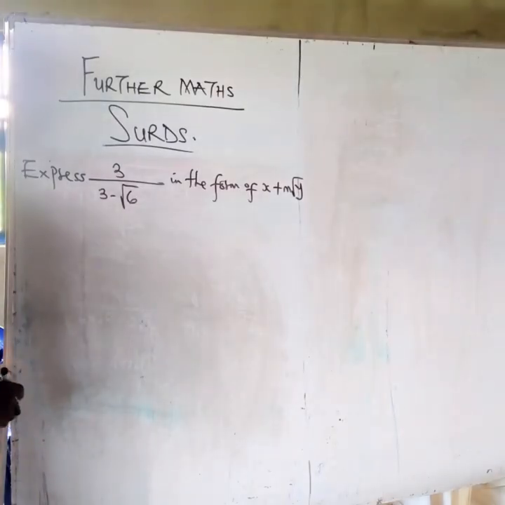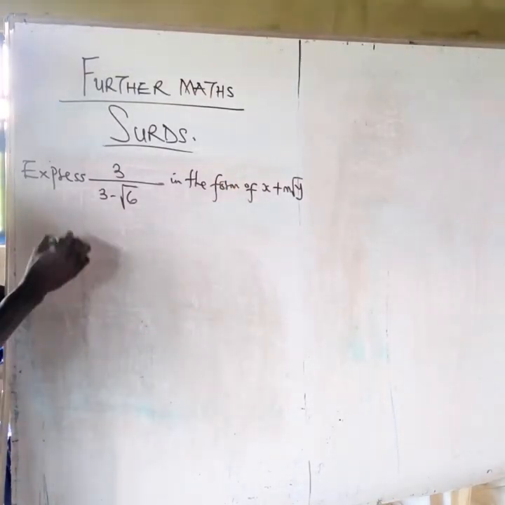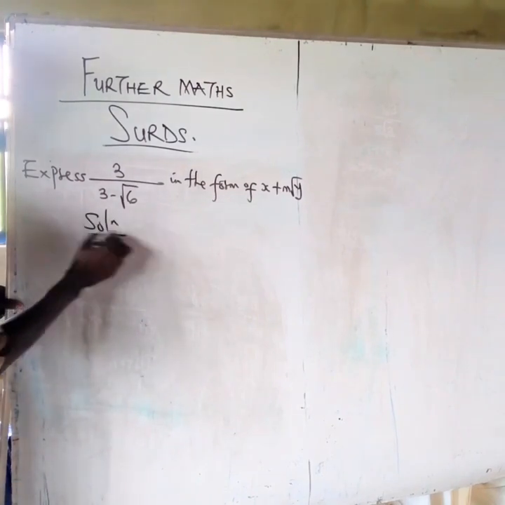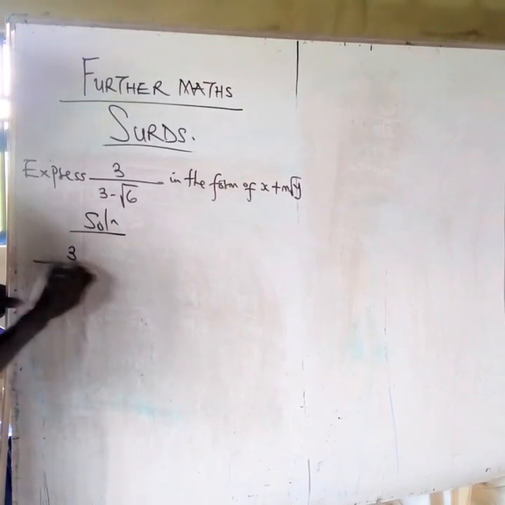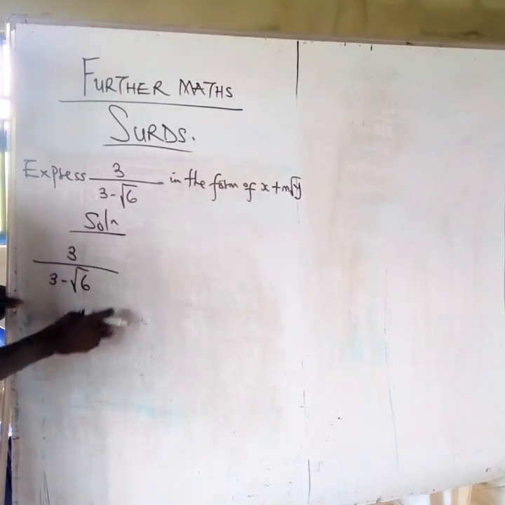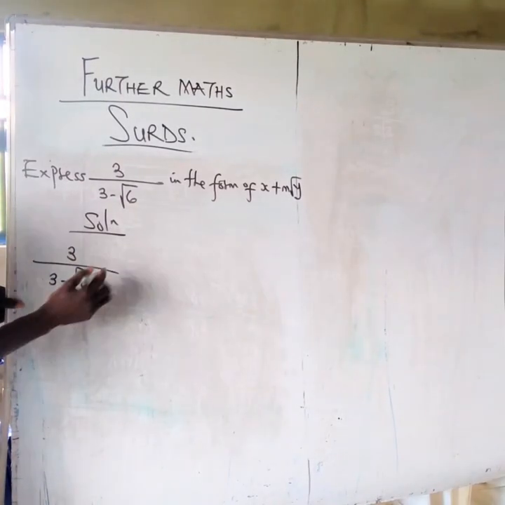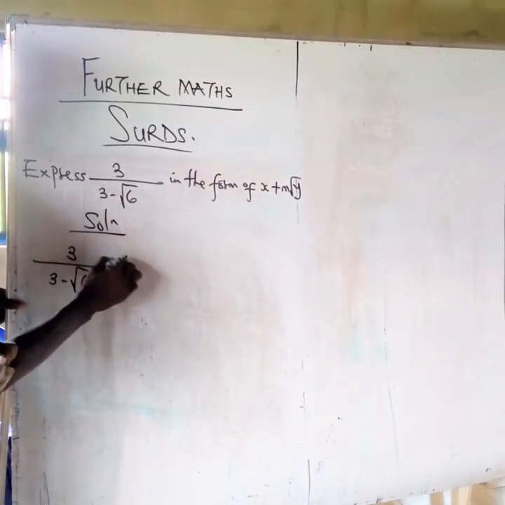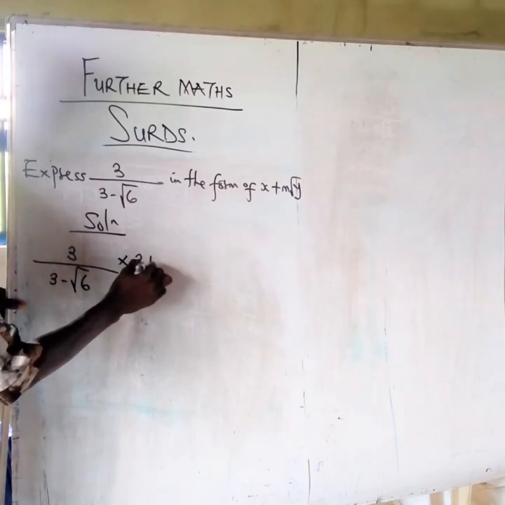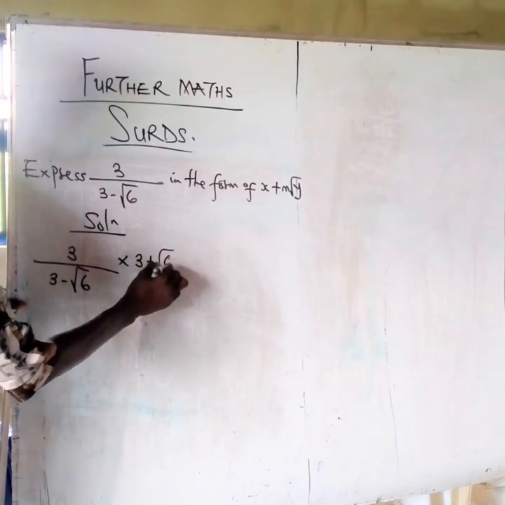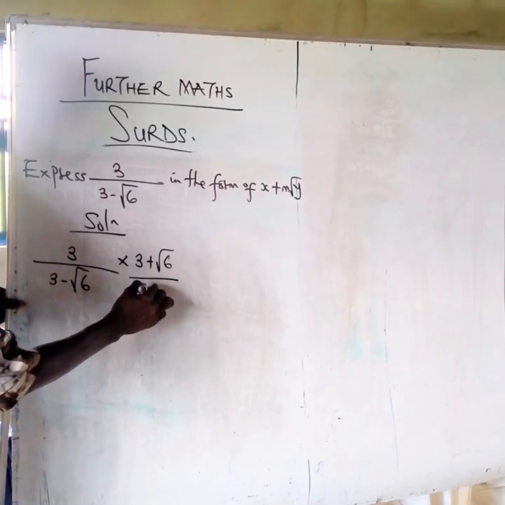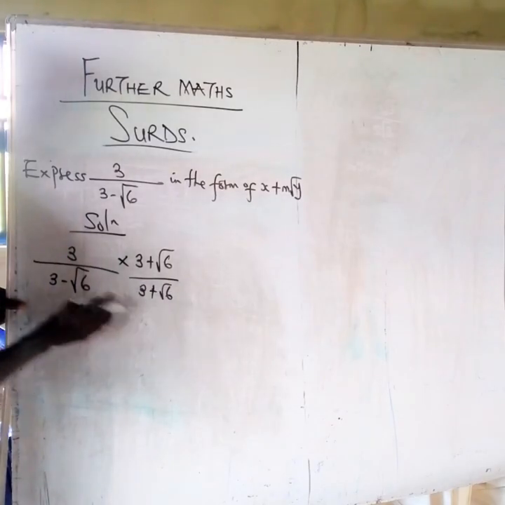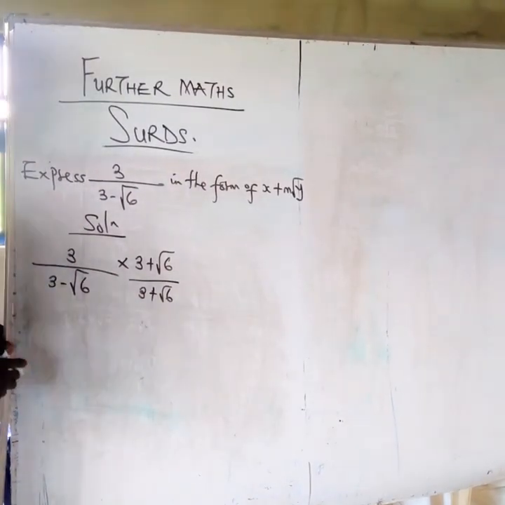3 minus root 6 in the form of x plus m root y. Okay, so solution, you have 3 over 3 minus root 6. You multiply up and down by the inverse of this, that is the positive evaluation of this. You have 3 times 3 plus root 6 over 3 plus root 6. This is what they call rationalization.